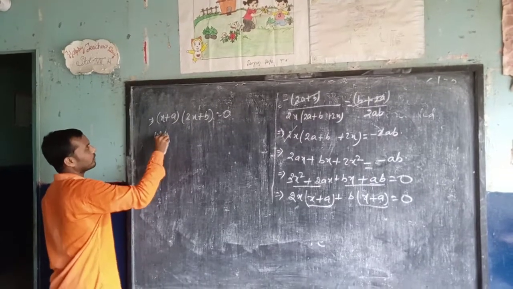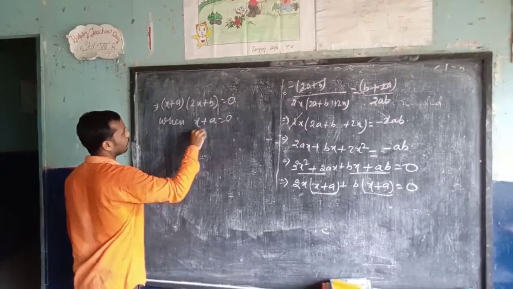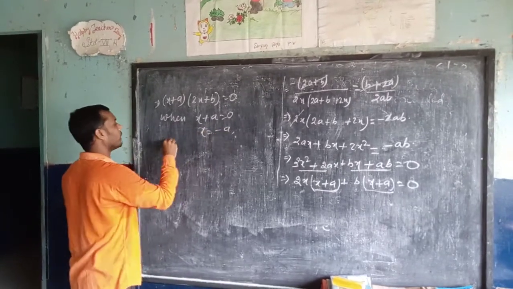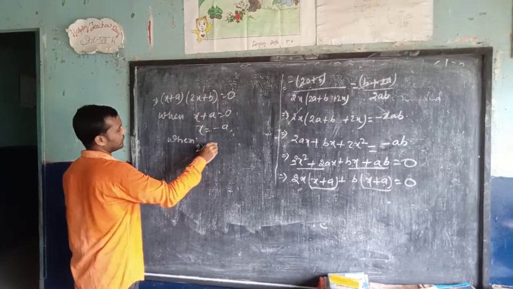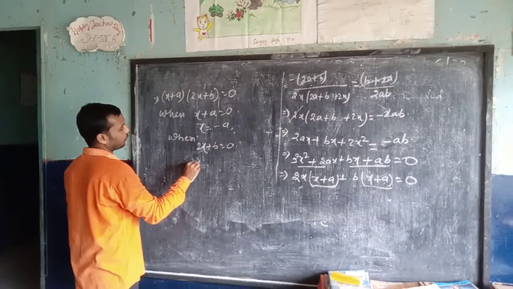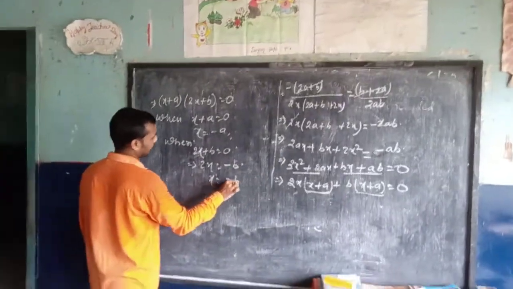So when x plus a equal to 0, we will have x equal to minus a, and when 2x plus b equal to 0, we will have 2x equal to minus b, x equal to minus b by 2.